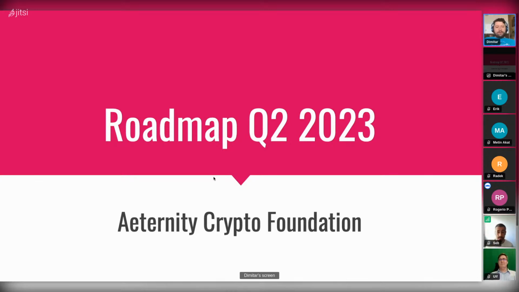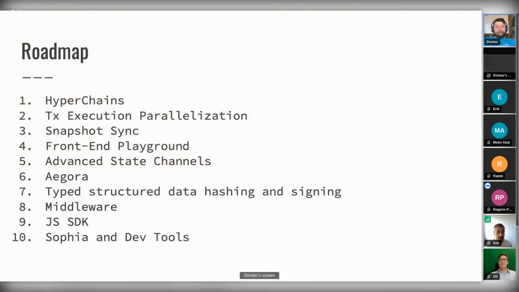So without further ado, what we'll be talking about today. First, Hyperchains, of course. We'll explain what's still left to be done. Then we'll briefly discuss transaction execution parallelization, what a snapshot sync is, front-end playground, advanced state channels, Aegora, typed structured data hashing and signing, middleware, JavaScript SDK, if he can join us, and Sophia and DevTools.